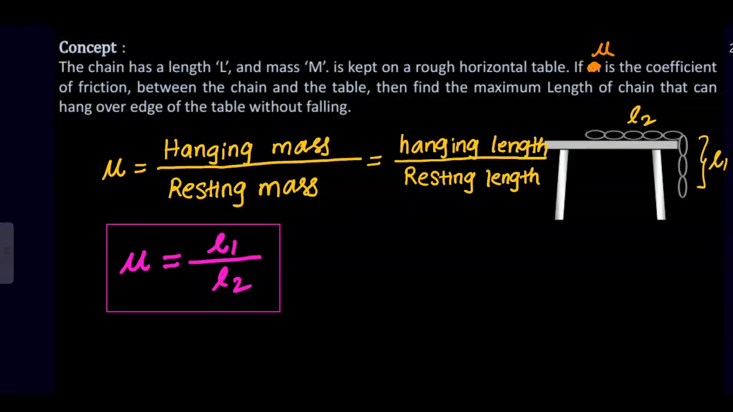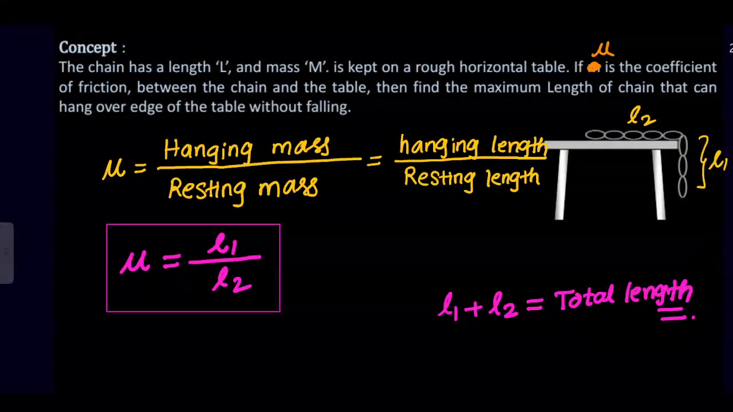And L1 plus L2 is what? The total length of the chain. Total length is L1 plus L2. Okay, hanging length by resting length, and if they give masses, hanging mass by resting mass. Right.